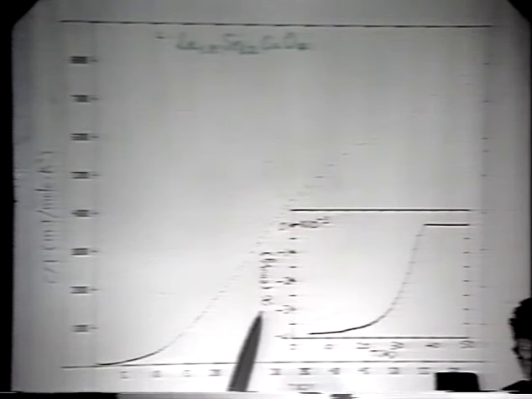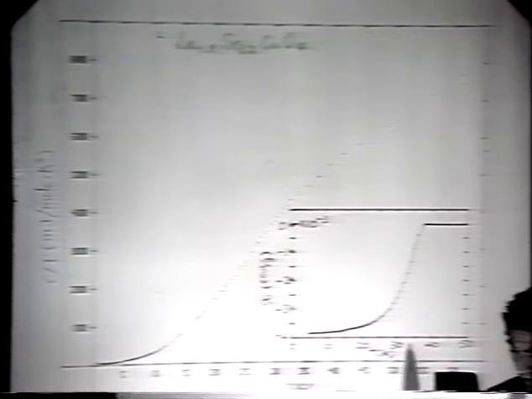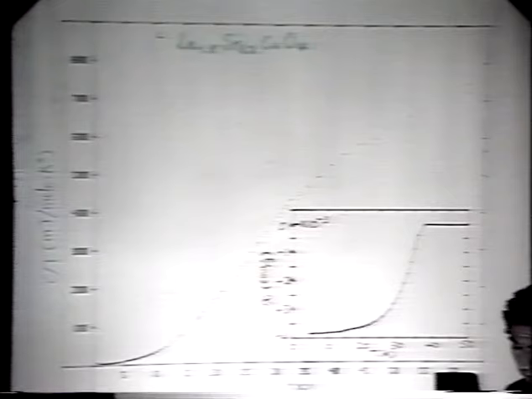In the view graph, we show a plot of susceptibility versus temperature, which indicates that about 25% of the sample is superconducting.